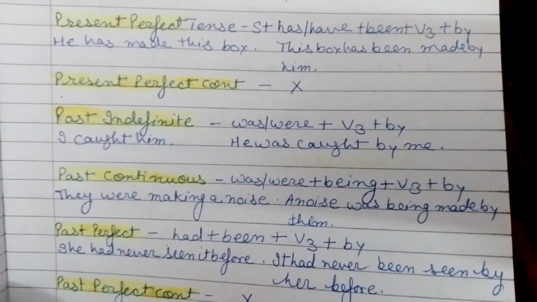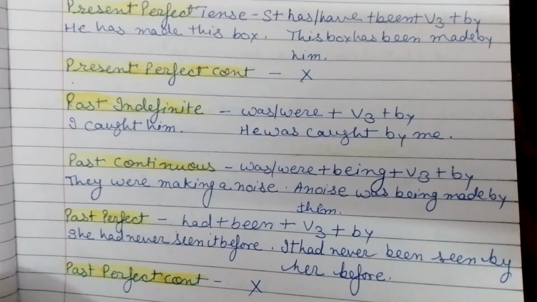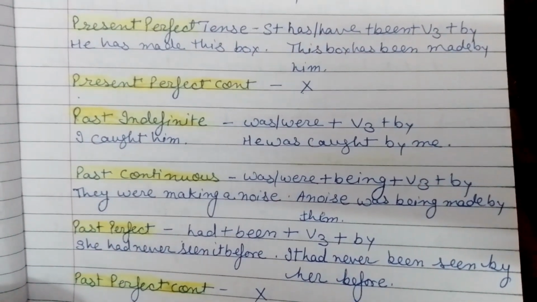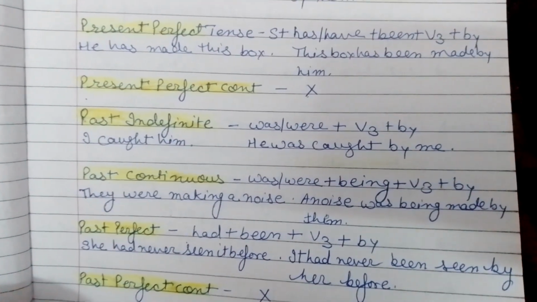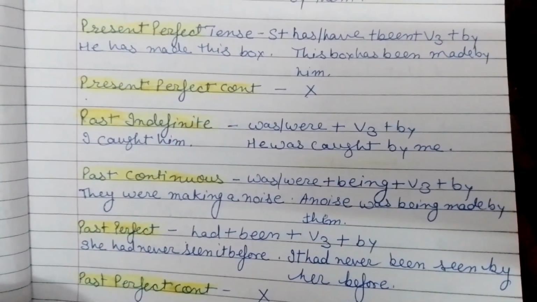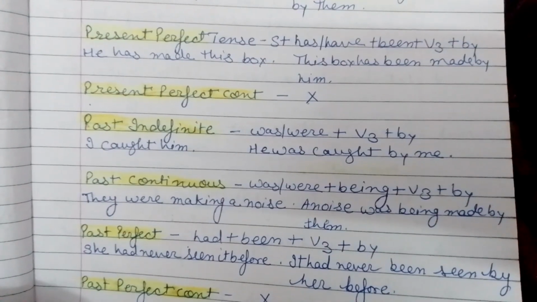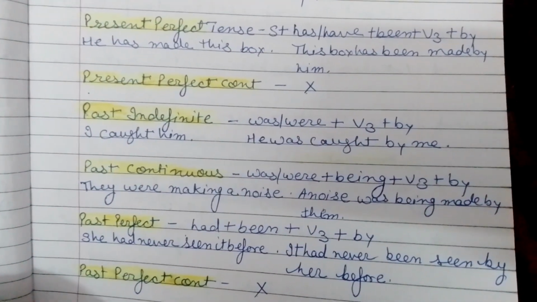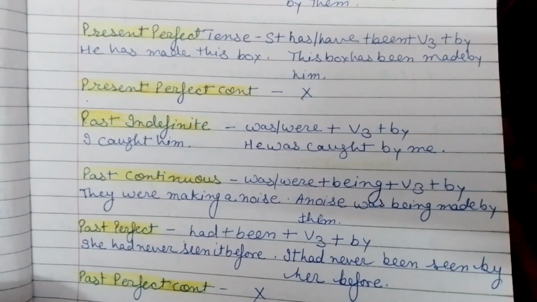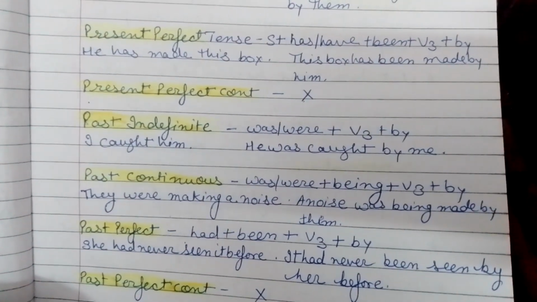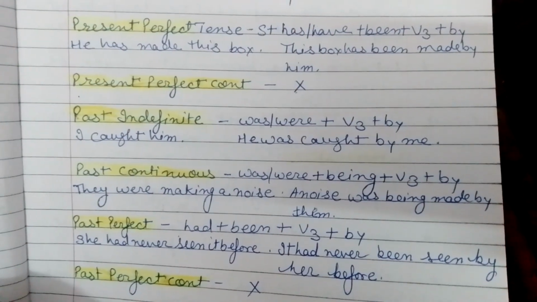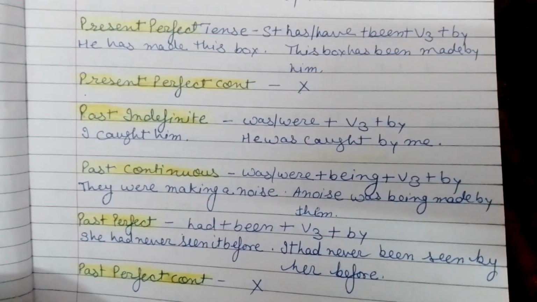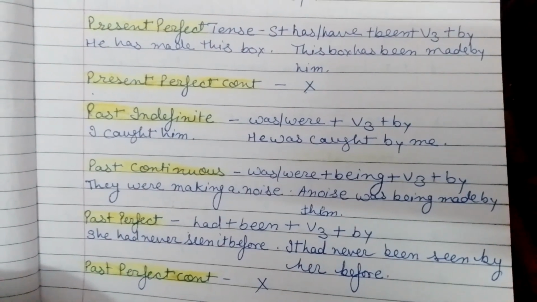Next we have present perfect continuous tense. Children, we do not make passive voice of present perfect continuous tenses. So next we have past indefinite tense. Past indefinite tense is the simplest tense in English language. We use V2 in this sentence, second form of verb. Let us see one example.